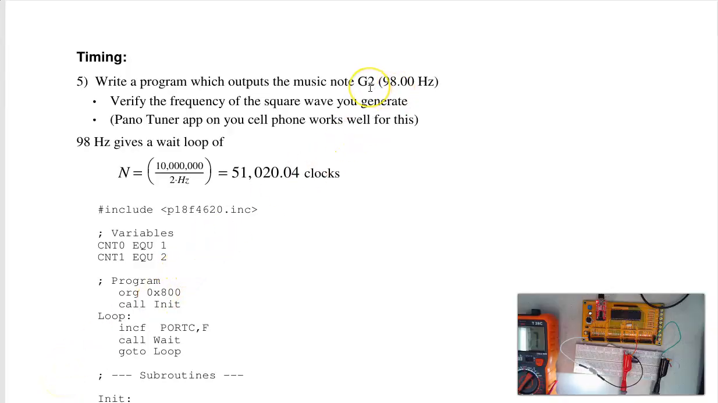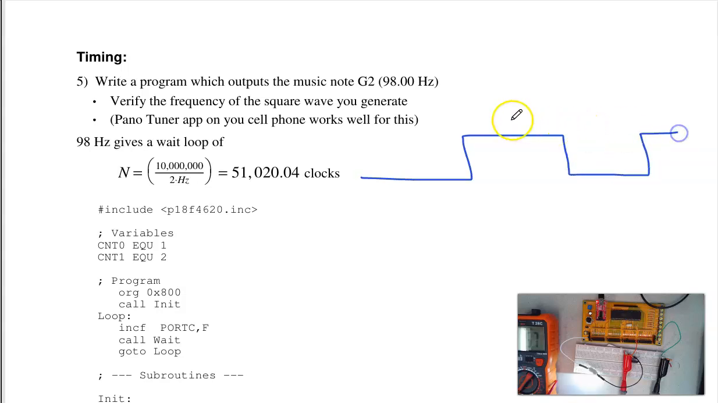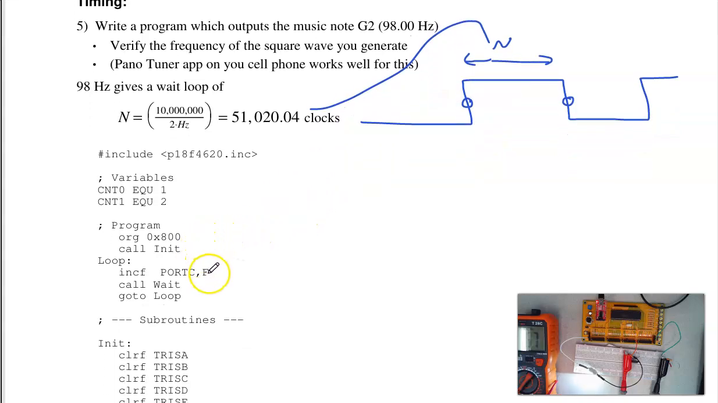In problem number 5, I want to output a single note, 98 Hertz. What that means is I'm going to take a pin and toggle it over and over again. The wait time between toggles is N. That's 10 million divided by 2 times Hertz. The reason for 10 million is the PIC executes 10 million instructions per second. The 2 is there's 2 toggles per cycle, and the Hertz is what you want. So 98 Hertz means I should have a wait loop that's 51,020 clocks long.